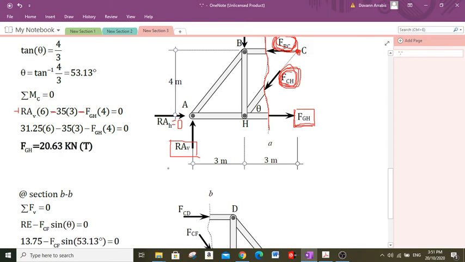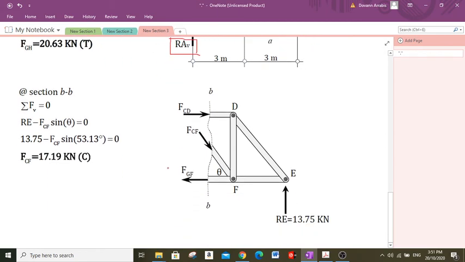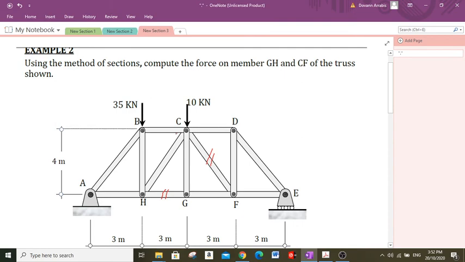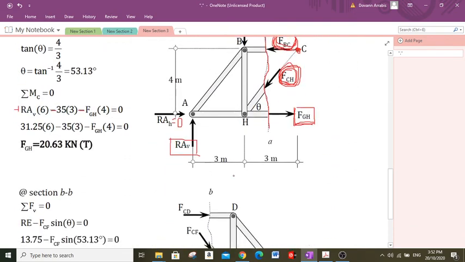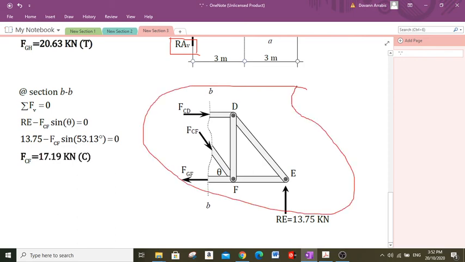Considering the free body diagram at section BB, three forces were exposed, no? FCD, FCF, and FGF, and it is asked in the problem the force on member CF. CF, how to solve this one? By applying the summation of forces vertical, considering this free body diagram, no?